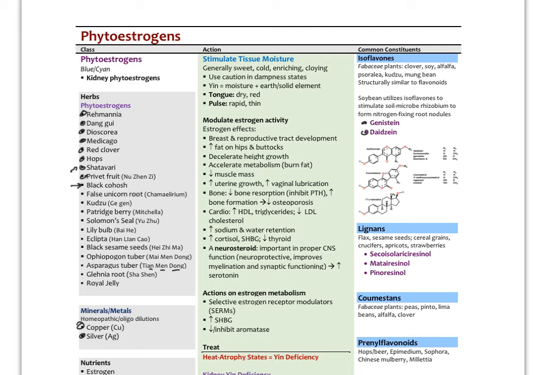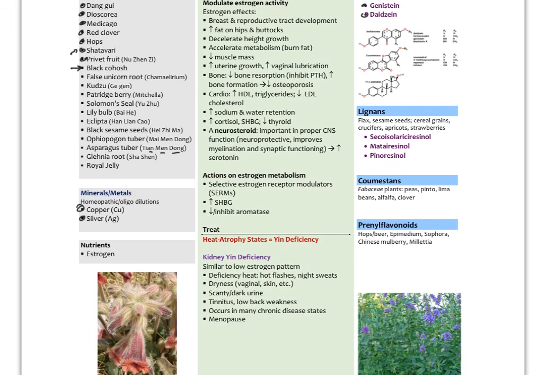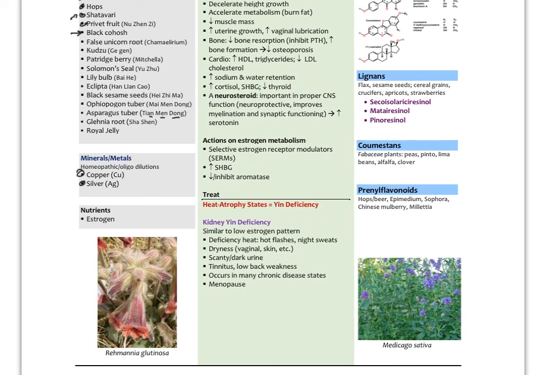And all the effects here are really the estrogenic effects in the body, which we've gone through already before. So they treat essentially what we would call a heat atrophy state in the Western language, which in Chinese medicine is yin deficiency, so more of a dryness state. I think of them as very watery, cool, having more of a blue-like signature. And the classic symptoms in Chinese medicine of kidney yin deficiency, again, this would be describing a low estrogen pattern, would be hot flashes, night sweats, vaginal dryness or skin dryness. Remember, the effect of estrogen is increased moisture in the skin, elasticity, scanty dark urine, tenderness, low back weakness, and so forth, and menopause.